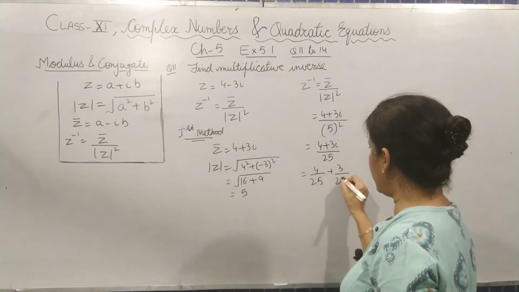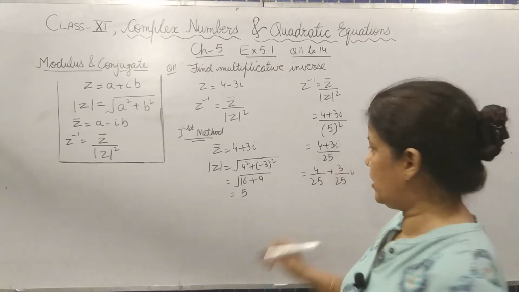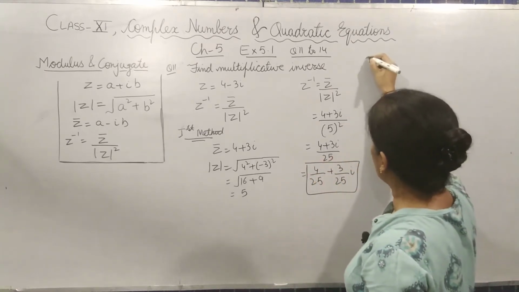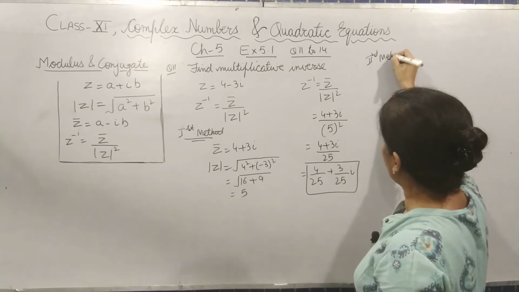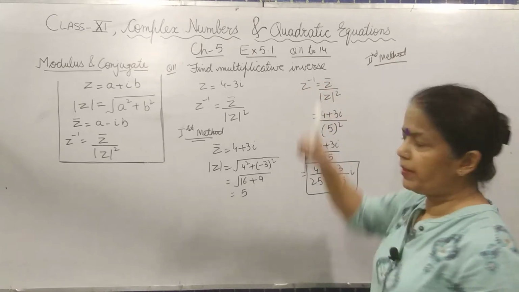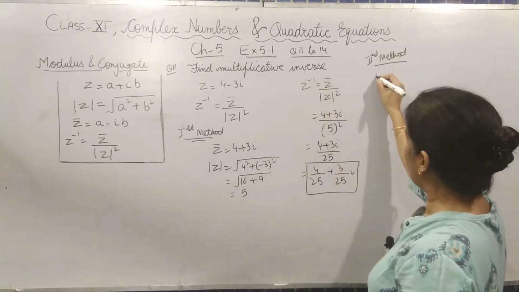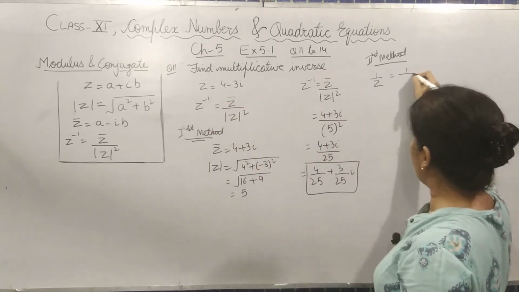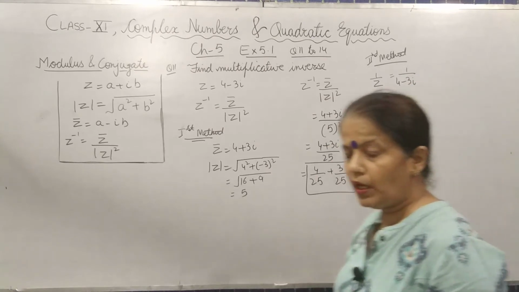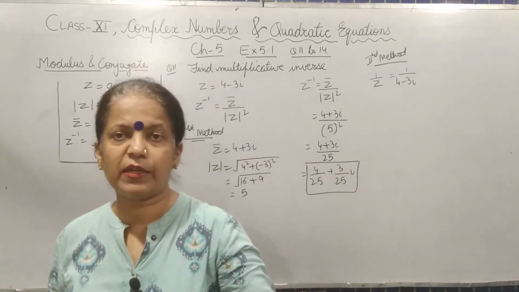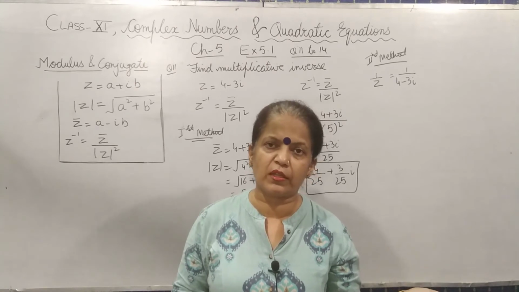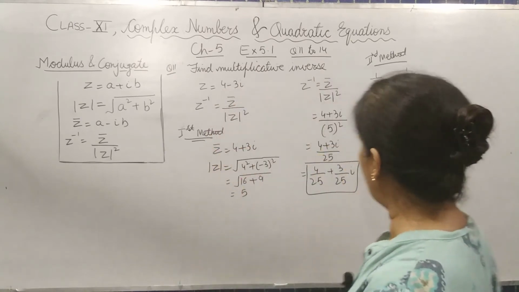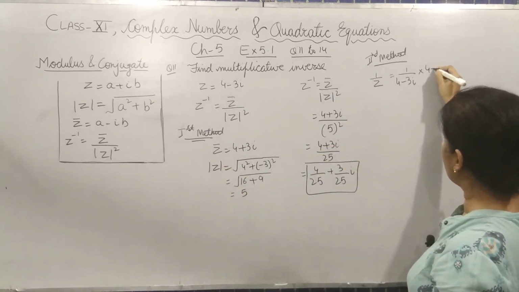Real number separate and the imaginary number separate. This is one way to do it. The second method to find the multiplicative inverse means you have to find 1 upon z. Z is there, so this is 1 upon 4 minus 3 iota. We will use the method we did in the previous classes about rationalization. Though it is not a rationalization concept, we will use that concept itself.